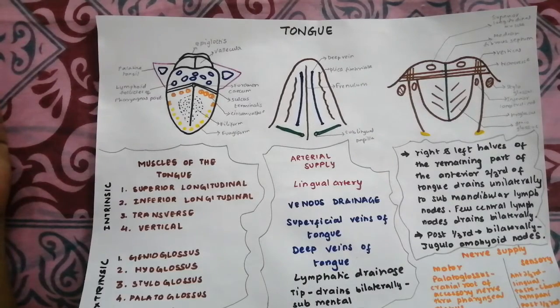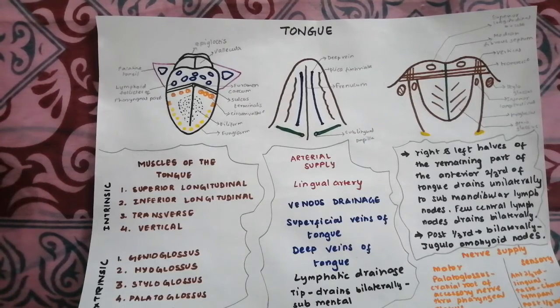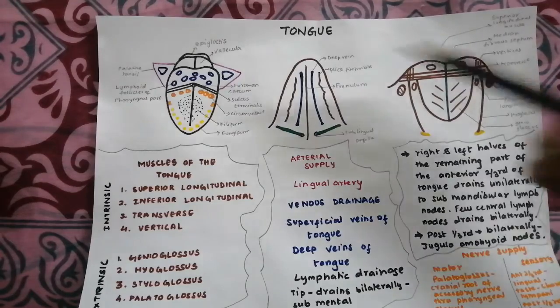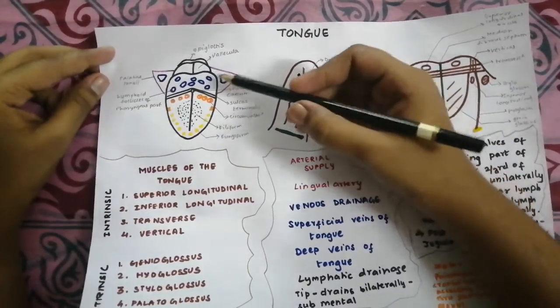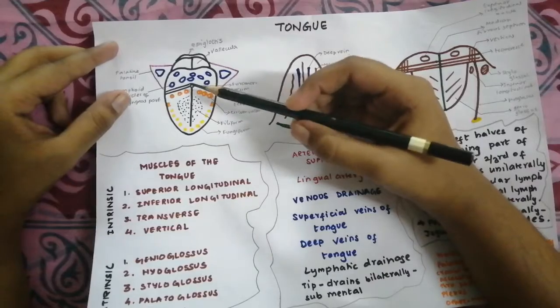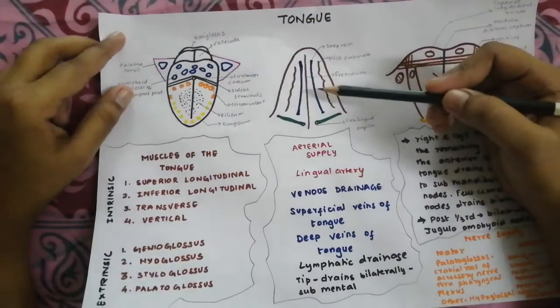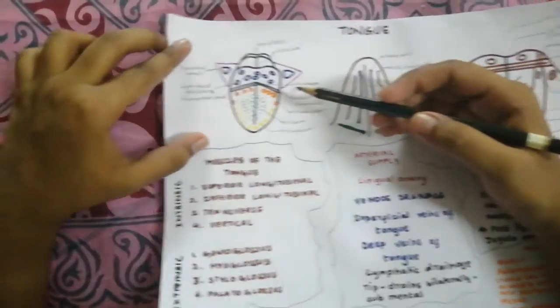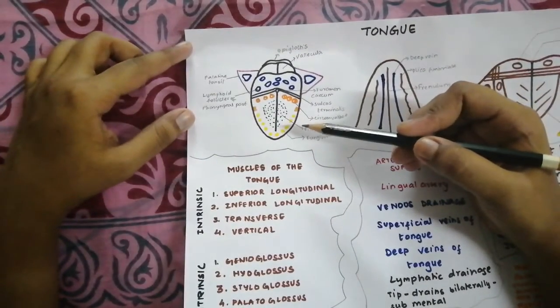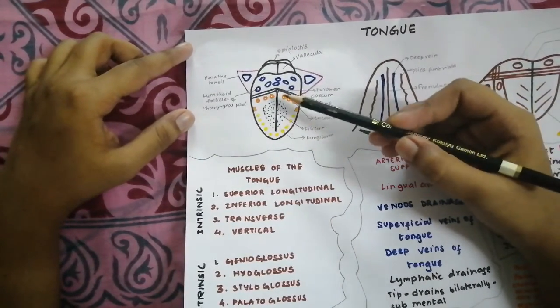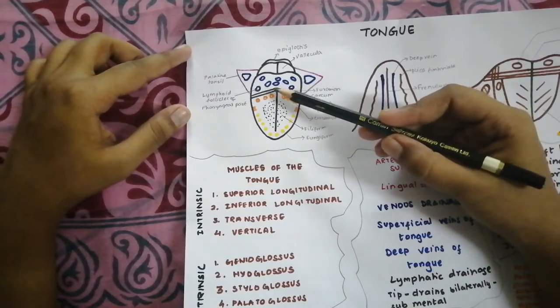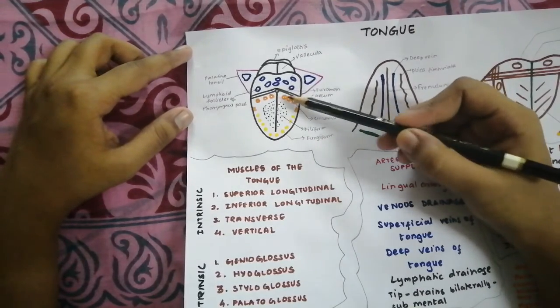In this video, let us discuss the important basic points to know about the tongue. The tongue is a muscular organ situated in the floor of the mouth. It has an oral part and a pharyngeal part. It has a superior surface and an inferior surface. In the superior surface, we are able to see a foramen cecum and then sulcus terminalis.